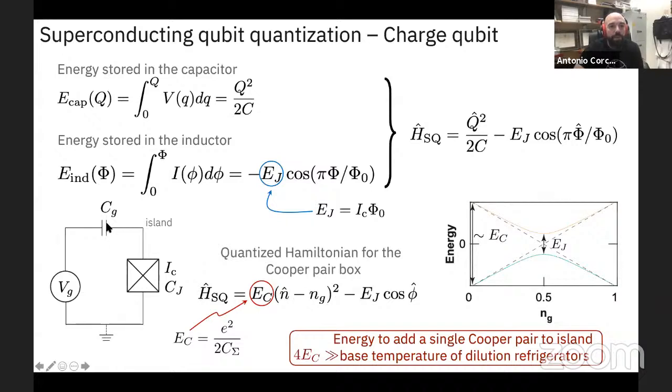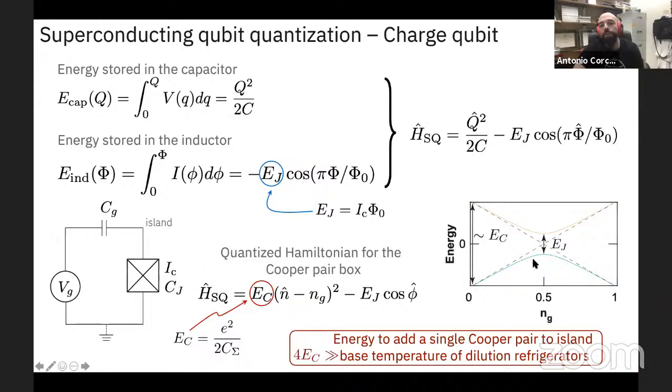So we have a coupling capacitor to our Josephson junction, and then this is an island of charge. And we can control the number of Cooper pairs in this island by an external voltage Vg, and that gives us this degree of freedom Ng. If we plot the energies as a function of this Ng, we see that they have this form, and the junction provides this avoided level crossing because of the coupling.